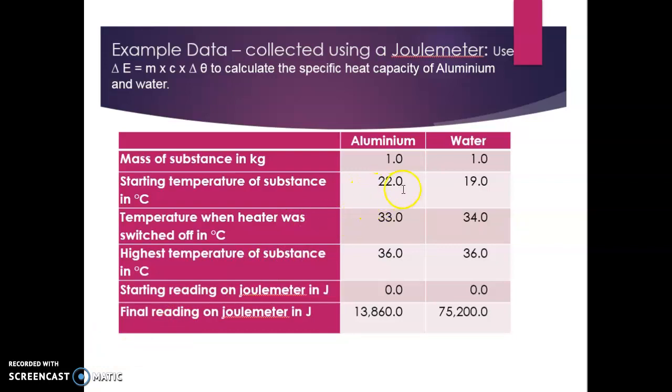Here is an example set of data calculated using a joule meter. So this was the starting temperature of aluminium, starting temperature of water, temperature when the heater was switched off, and then the temperature will carry on rising a little bit more. They both got to 36 degrees here. And then the final reading on the joule meter, so this took a lot more energy to put in. That would fit with what we know about water, wouldn't it? It has a very high specific heat capacity.